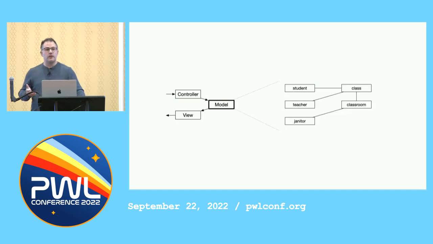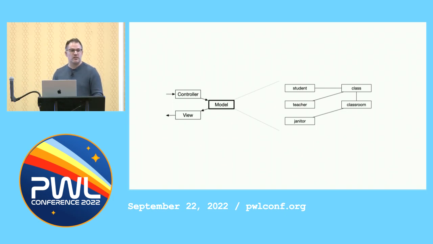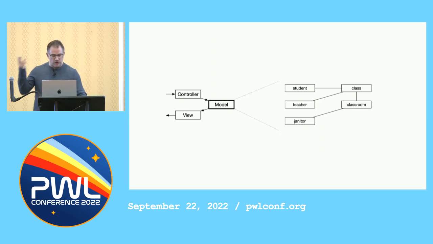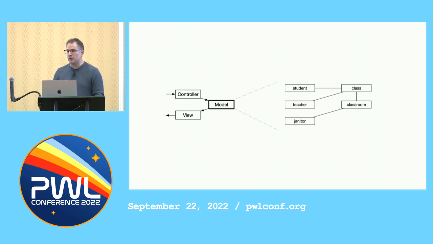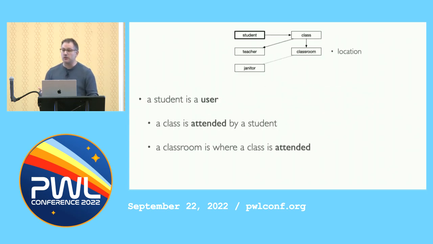And so the model is a very useful center, but it also contains its own structure, right? Typically shown as an entity relationship diagram. And here we have a very simple one, a student, teacher, janitor, class, classroom, right? So what's the center here, right? What's the center of our database schema? Well, I would argue that it's typically the user, right?